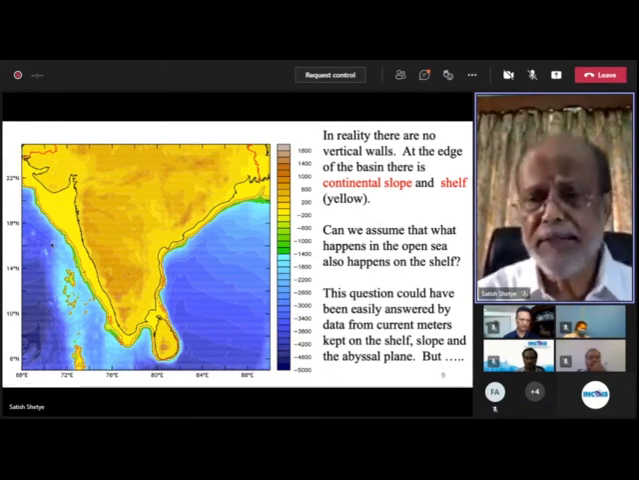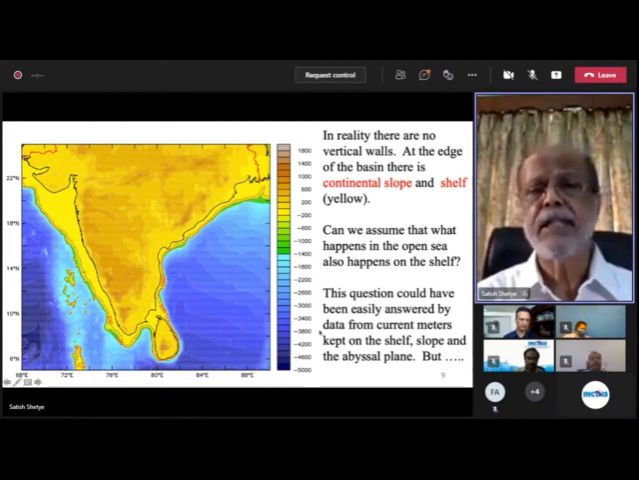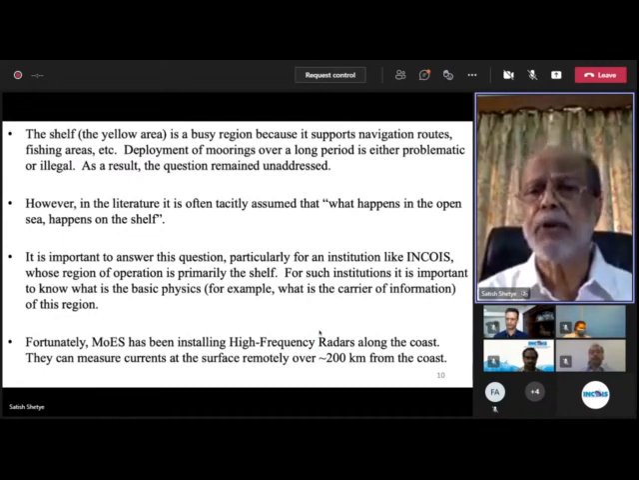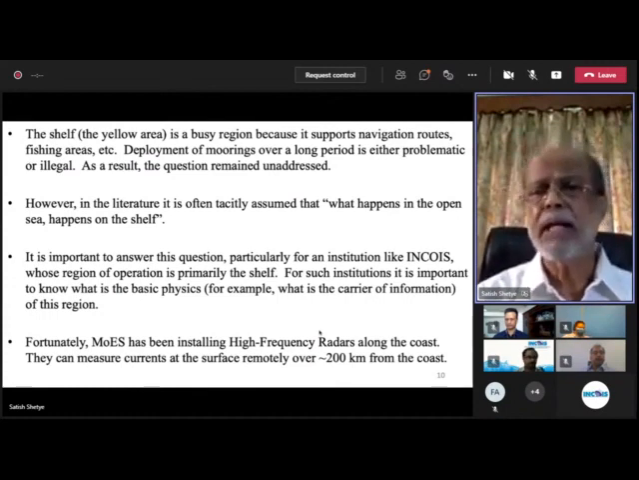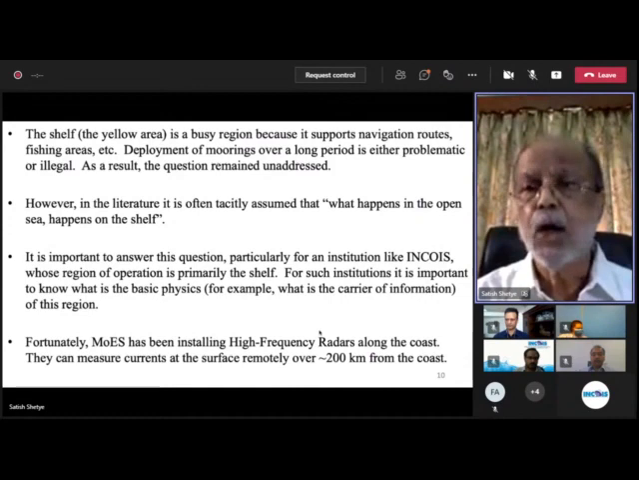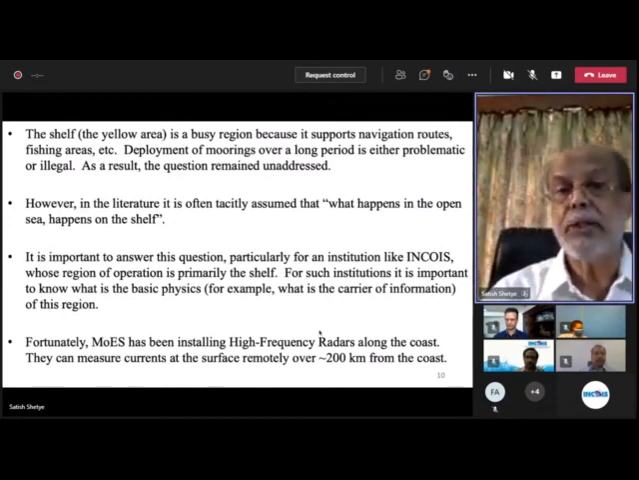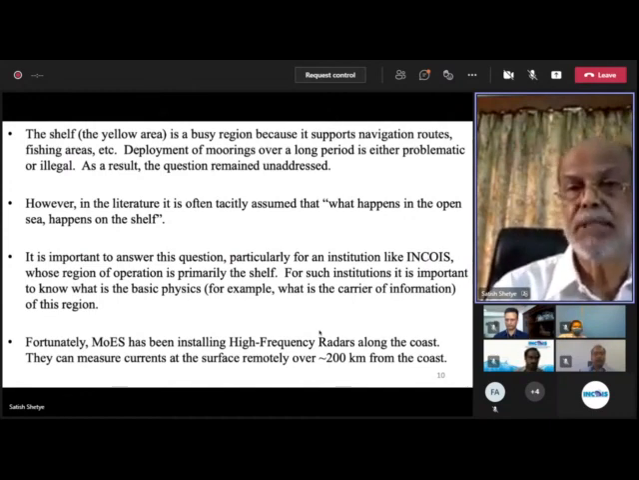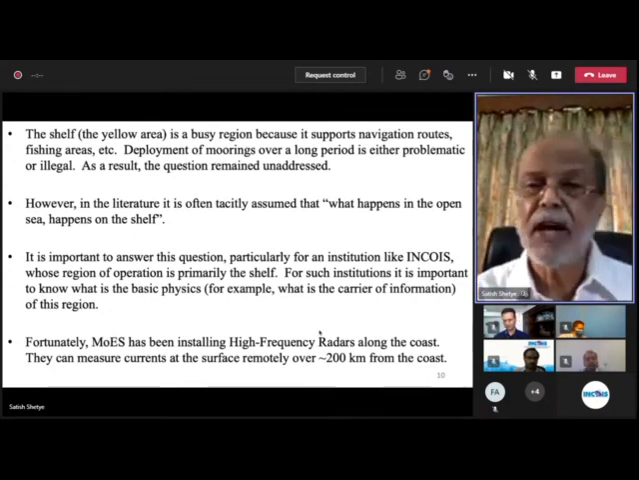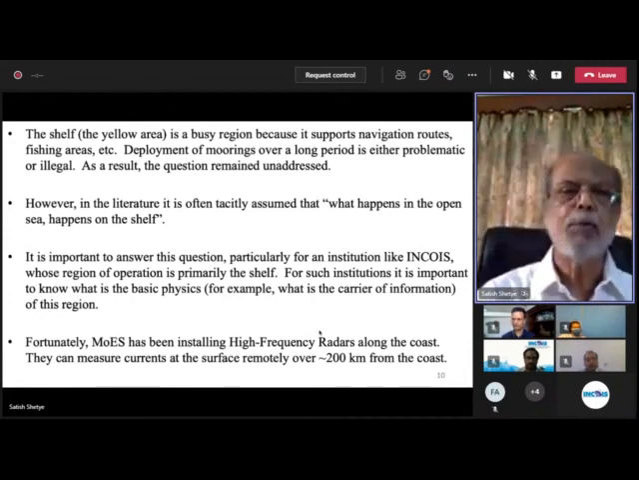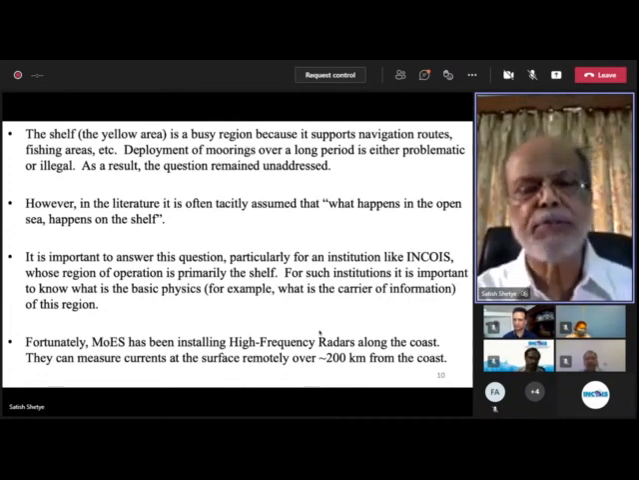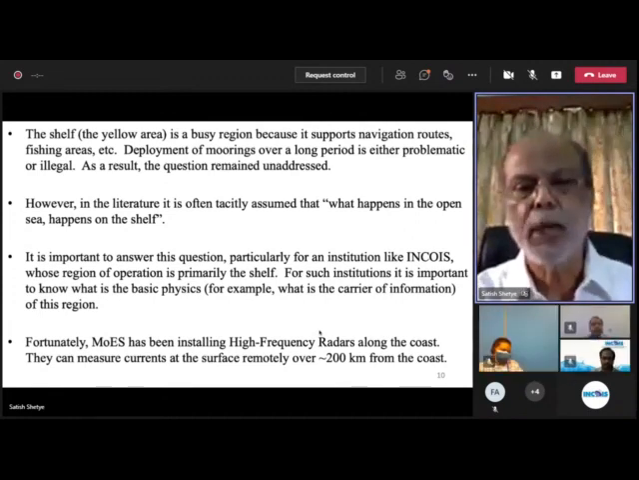The only difficulty in doing this is that the shelf is a very busy region. It supports our navigational routes and fishing areas, and deployment of moorings for a long period is problematic because you just lose them to dredging by fishing or other marine activity, or sometimes it is outright illegal to do it. As a result, this question, how is the shelf physics different from the open sea physics, has not really received the attention it deserves. In the literature, you often find it tacitly assumed that what happens in the open sea happens on the shelf. Nonetheless, it is important to answer this question, because for most institutions like INCOIS, the primary activity is located on the shelf.